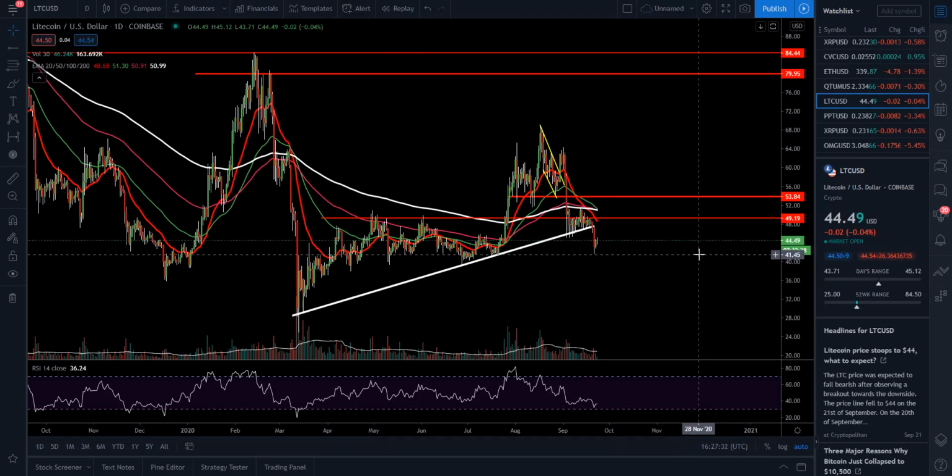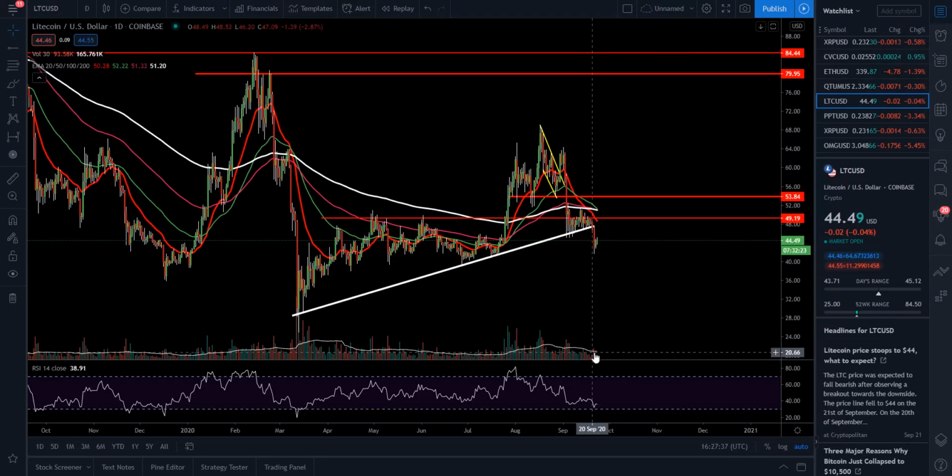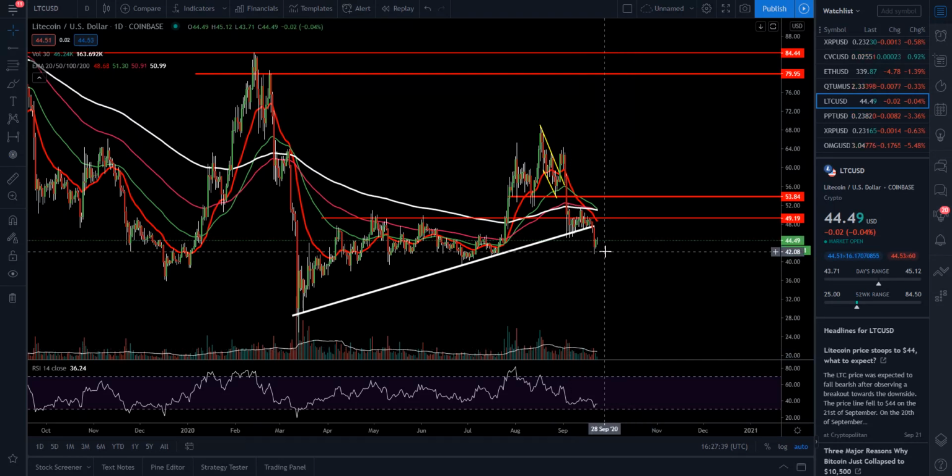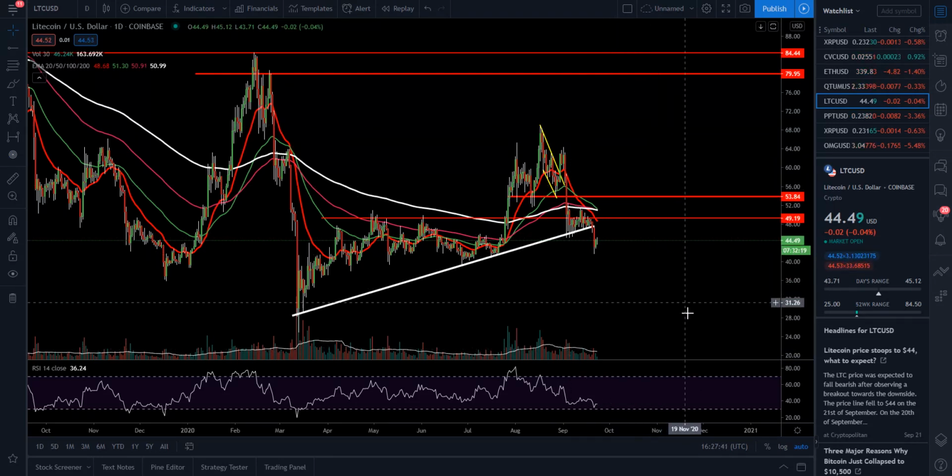We've hit some critical supports of around 41, 45. We've talked about that area, but we need some heavier volume. Really haven't been getting it for Litecoin. It's been stomped down pretty good from our high of around 70.